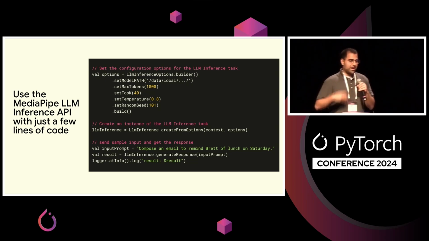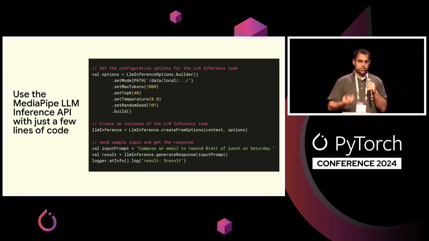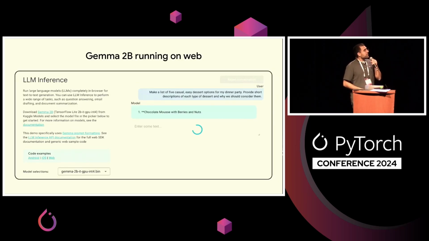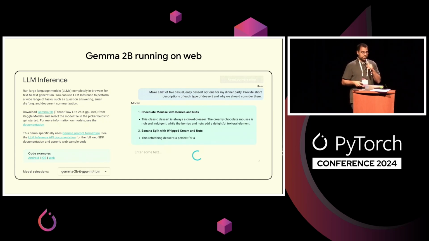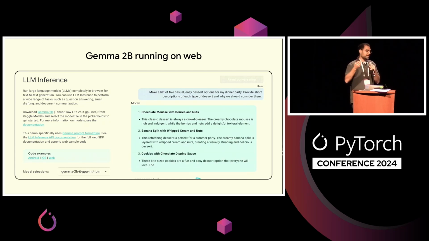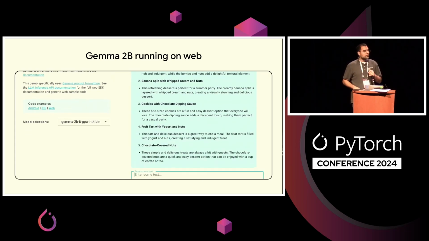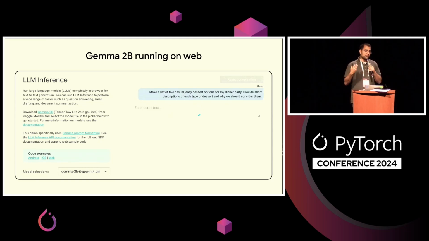So here on screen, we have the code that is required to drop LLM Inference API into your application. It's really only a few lines of code. With this, you're able to drop an LLM running fully locally into your Android, iOS, or web application. Here, we see the code for Android, but we have native SDKs for all of the platforms we support. Here we see a demo. This is Gemma 2B running fully locally in browser with a native JavaScript API. It's accelerated on the GPU through WebGPU, and it's pretty fast, enabling you to build very compelling web applications using local LLMs.